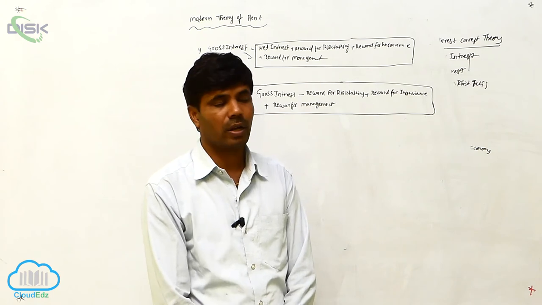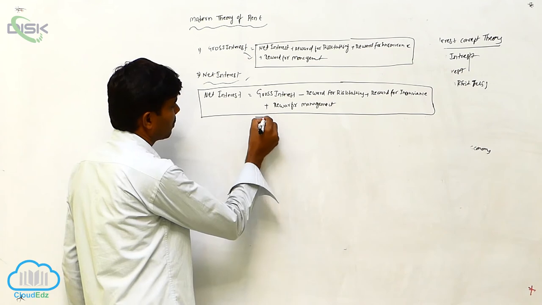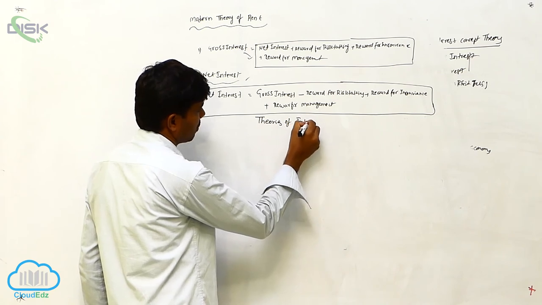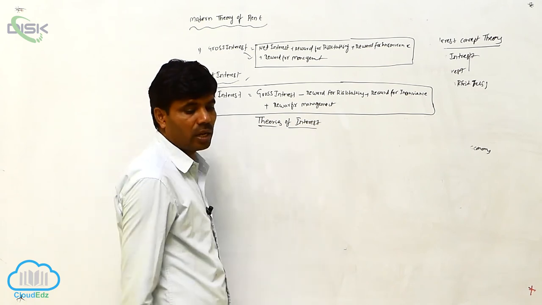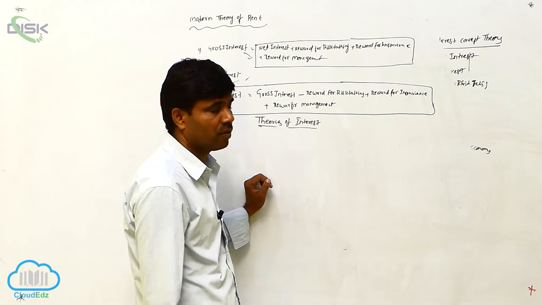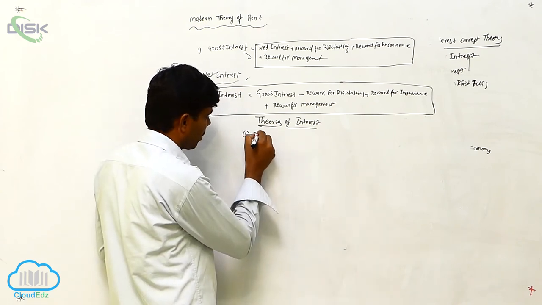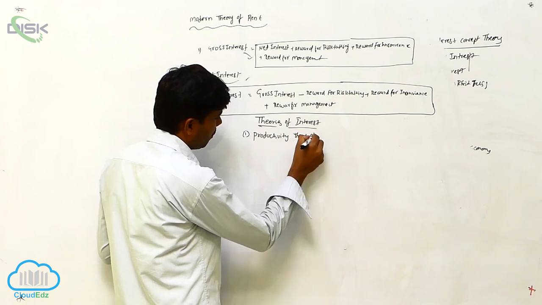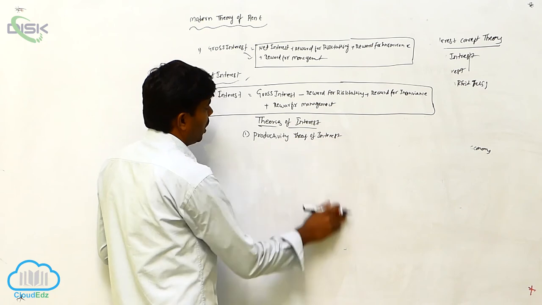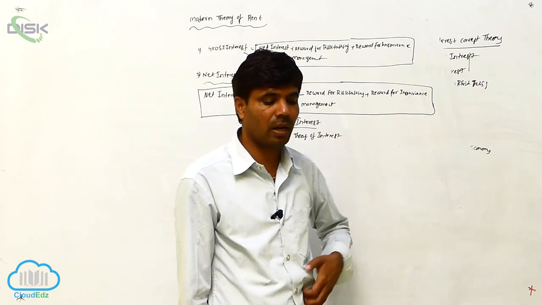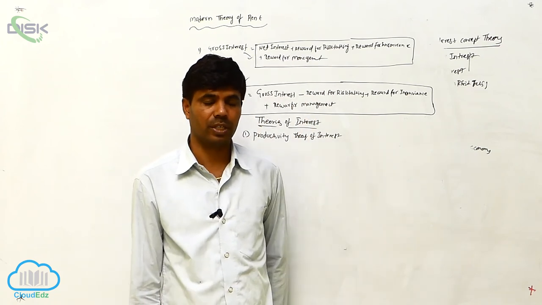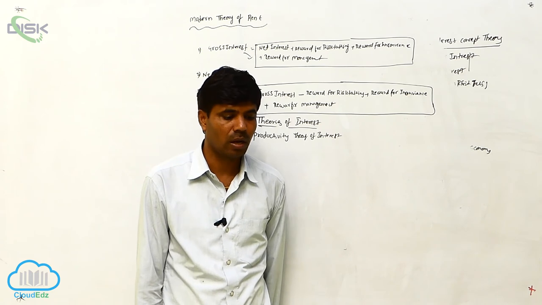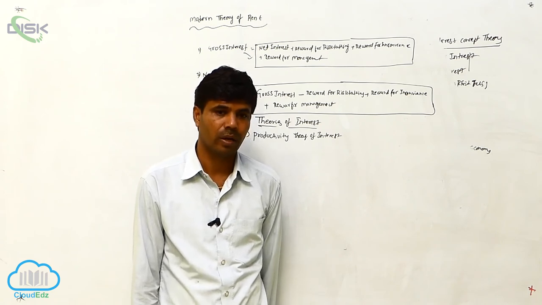What is the theory of interest? First is the productivity theory of interest. In the productivity theory of interest, capital plays the main role as it is demanded because of its productivity, according to classical economics. The capital is demanded because of its production.